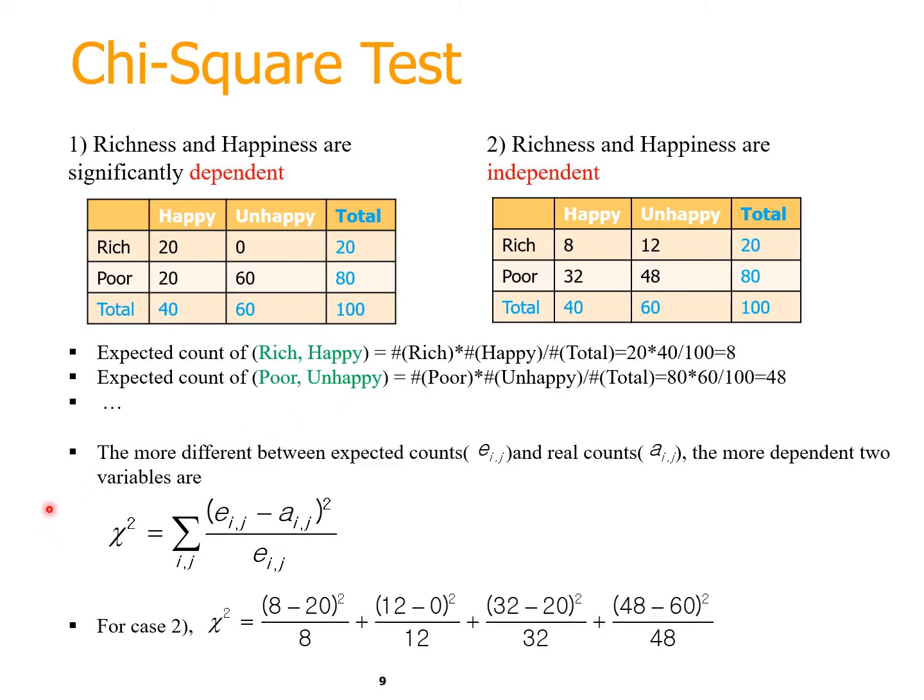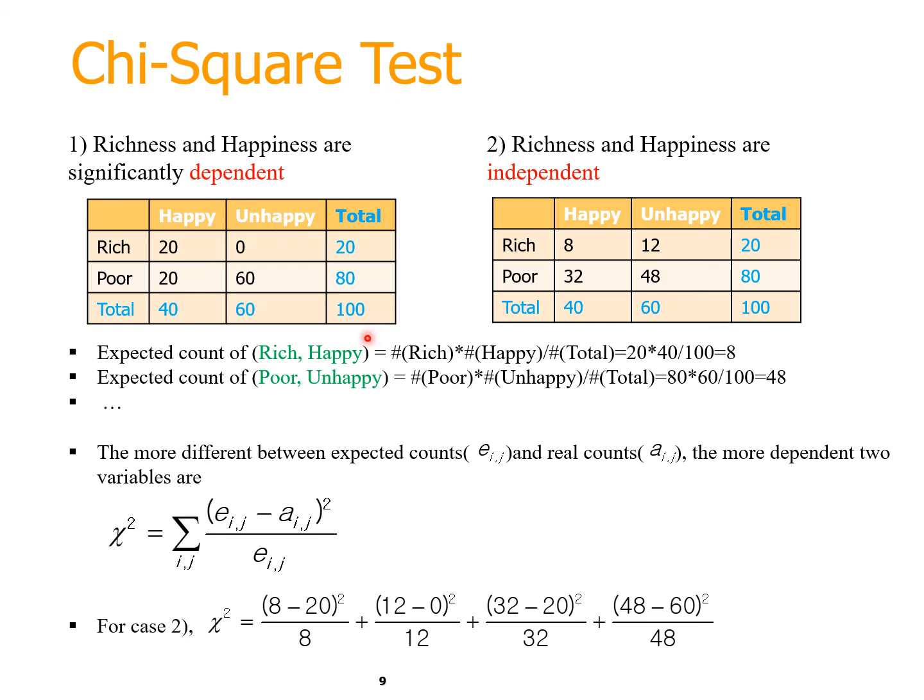Okay, this slide shows the basic concept of chi-square test. So let's say we have two variables, richness and happiness, and we're going to test whether these two variables are independent or not using chi-square test. So richness has rich and poor, and happiness has happy, unhappy.